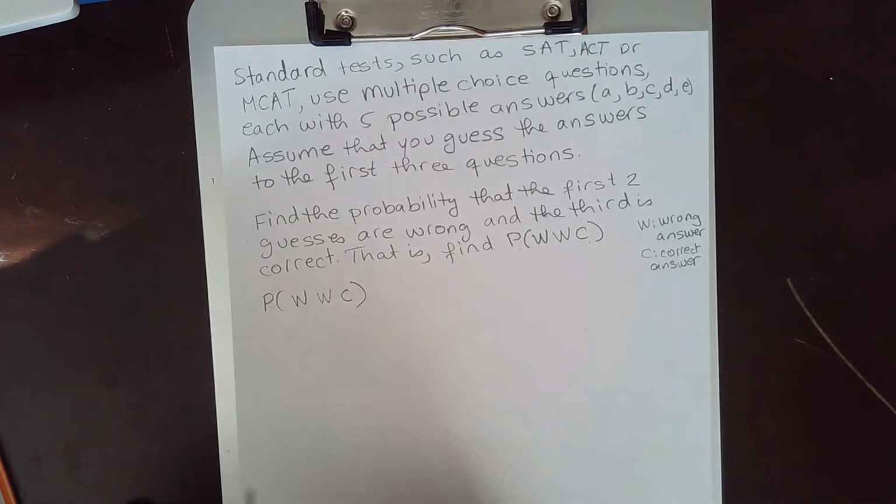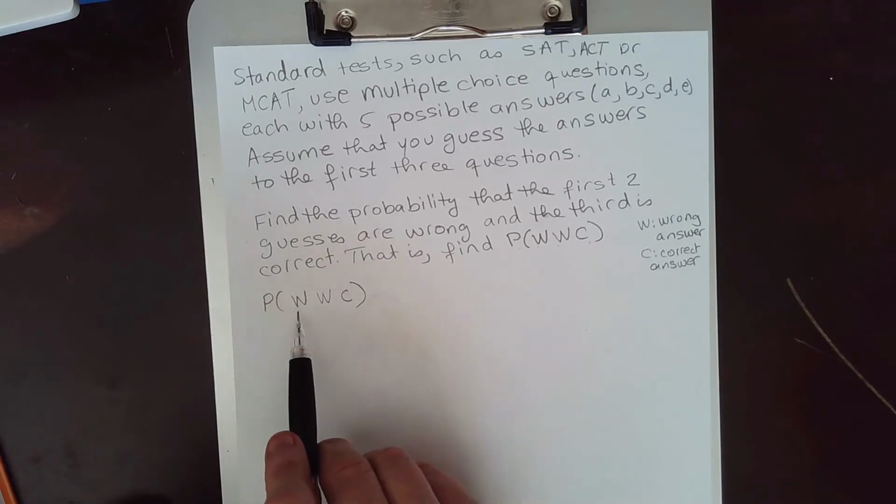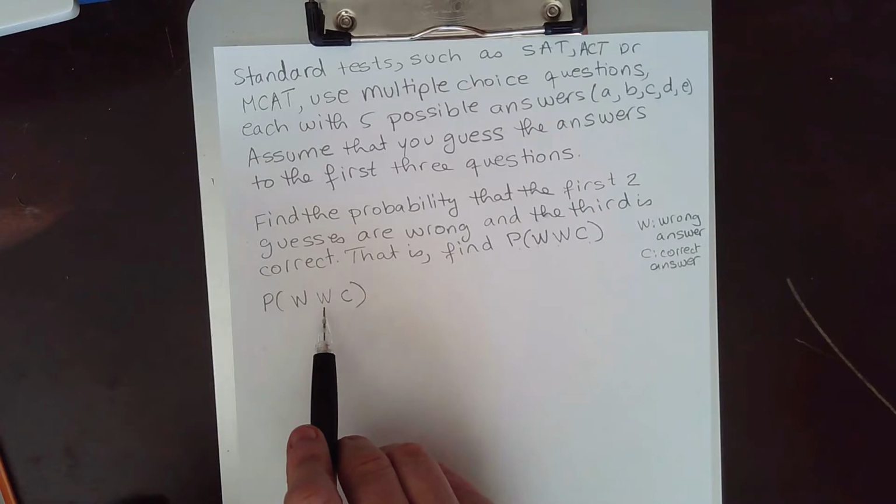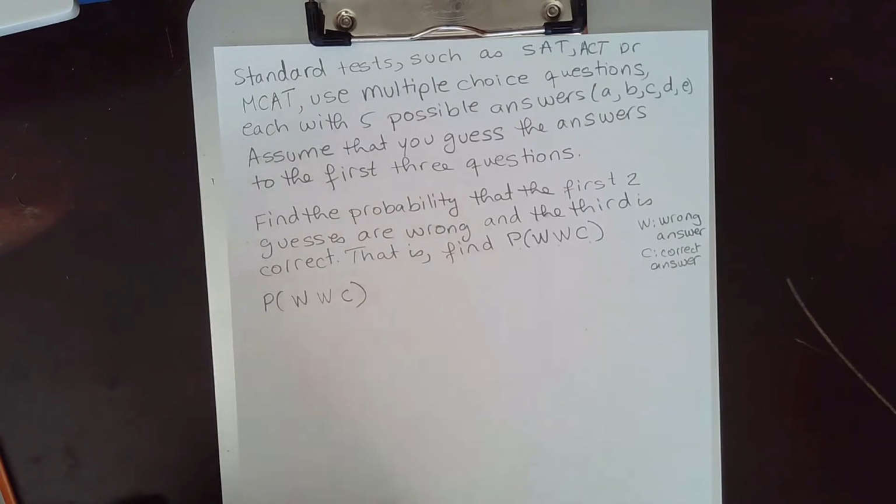Now, answering the first 2 questions wrong and the third one correct are all independent events, because answering the first one correctly or incorrectly does not affect the probability of answering the second one correctly or incorrectly. The same thing with the third. So they are all independent events.